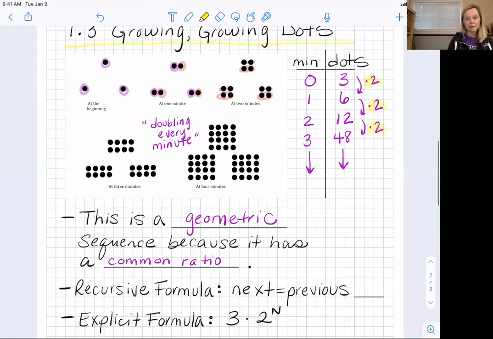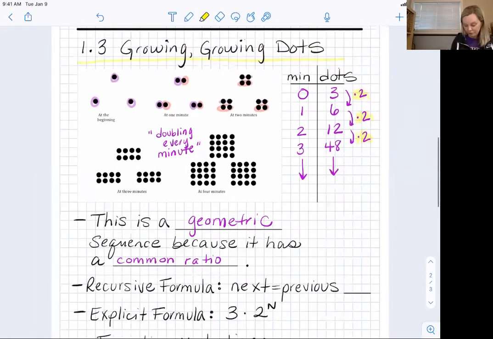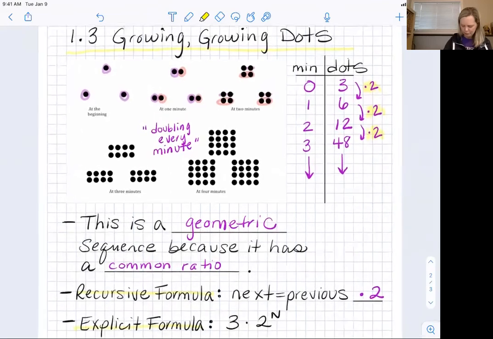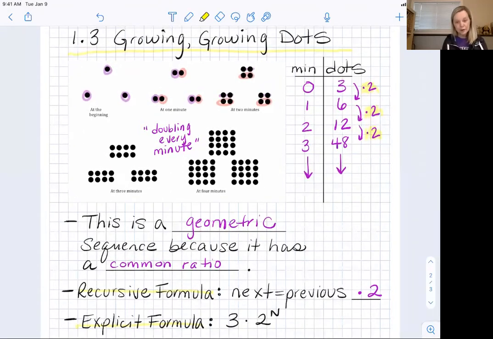So when we think of this in terms of a recursive formula, we would say the next term is the previous term times 2. And the explicit formula, we had to spend some time on that explicit formula. This one was a little bit different to think about. But when you think about this in terms of multiplying by 2, here, let's start.